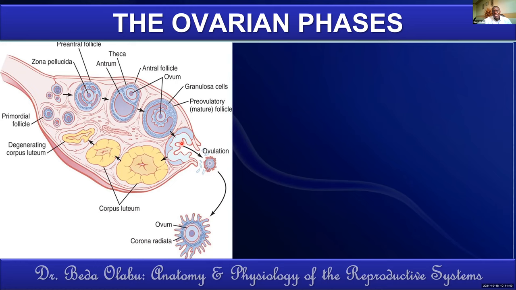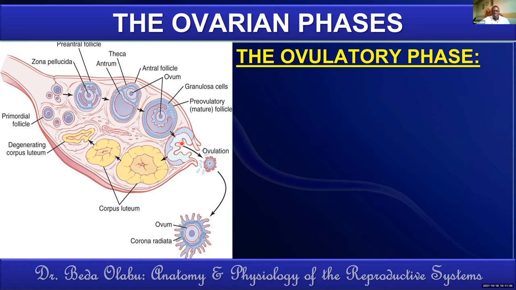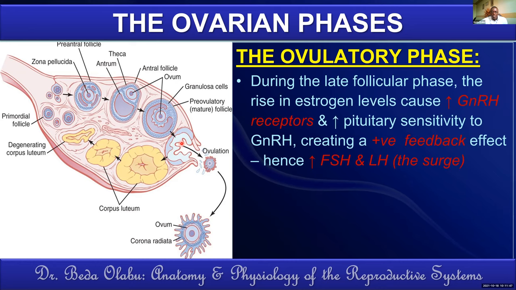So at this point, let's talk about the ovulatory phase of the ovary. The ovulatory phase is that period when the oocyte is being released from the ovary. How does it happen? When the follicle is developing, in the late follicular phase, the levels of estrogen are really high. Why? Because the follicle is very big, and so the amount of estrogen that comes from the big follicles is really a lot. Estrogen has one important role among its many roles, on the pituitary axis.